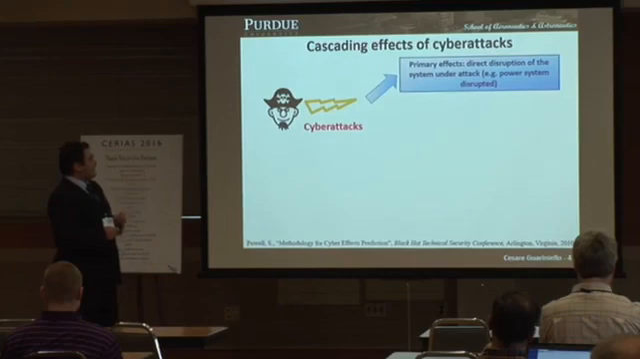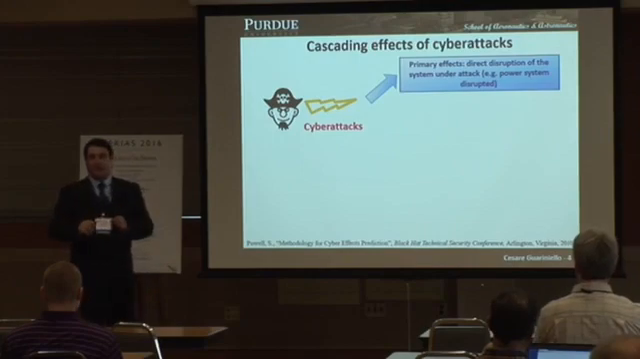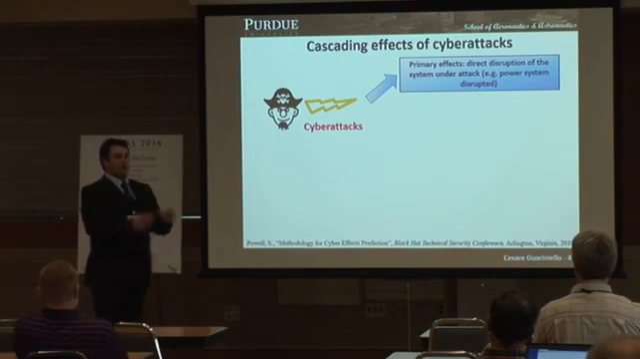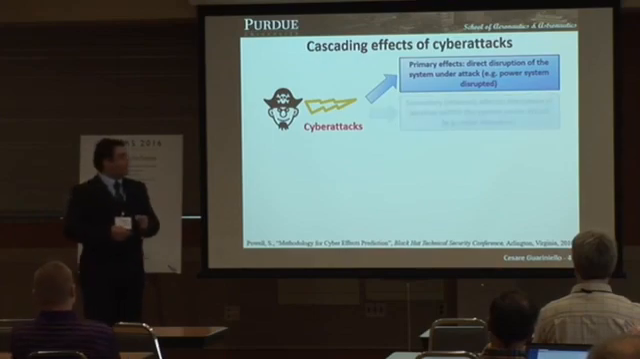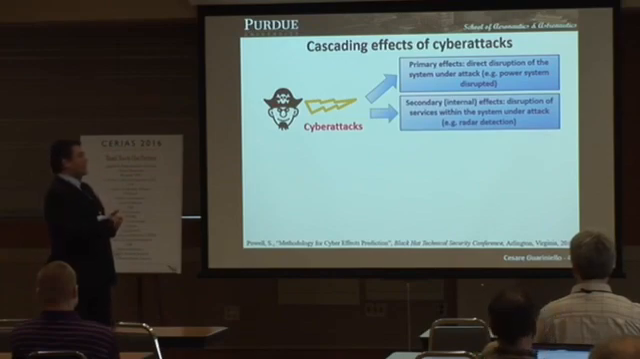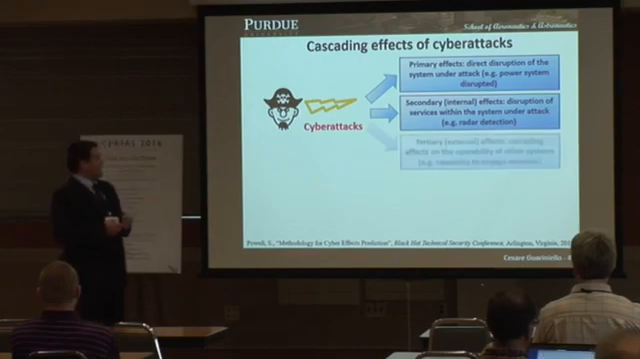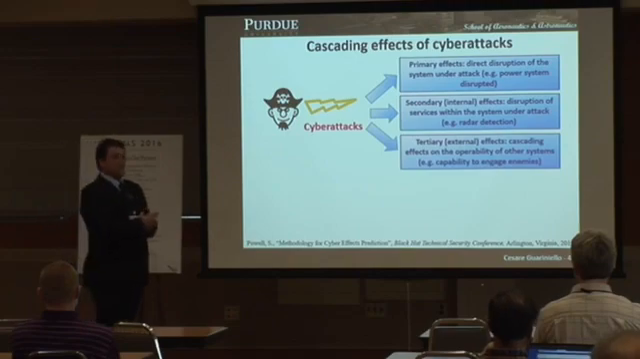And for this classification, I use a talk by Powell, 2010. He classified 3 effects of cyber attacks. The primary effect is direct disruption of an individual system under attack. The secondary, which we call secondary or internal effect, is the disruption of services that were provided by the system under attack. And then there's a tertiary effect, that is the cascading impact on operability of other systems.